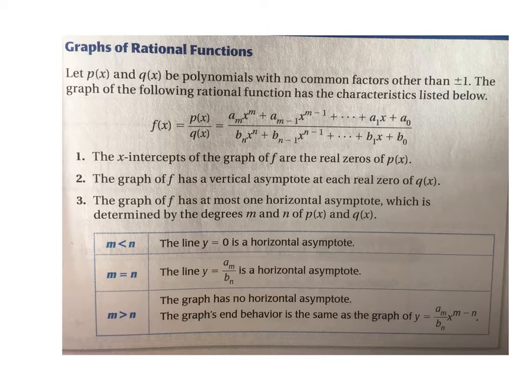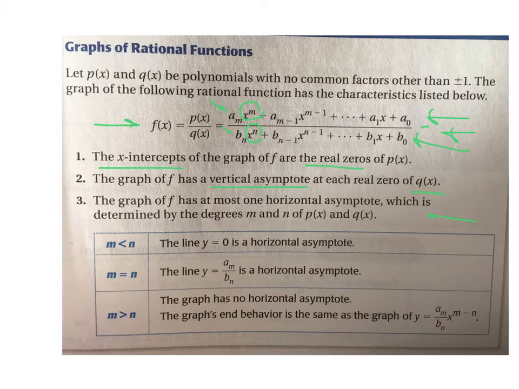Rational functions, as you know, look like this. They have a numerator and a denominator. You can have x's in your numerator, x's in the denominator. The x-intercepts of the graph are the real zeros. Whatever makes the numerator 0, those are your x-intercepts. The graph has vertical asymptotes anywhere the denominator is 0. And the graph has at most one horizontal asymptote, and that's determined by the degrees in your numerator and denominator. So I'm going to be talking about that exponent and that exponent a lot today, and also your leading coefficients.